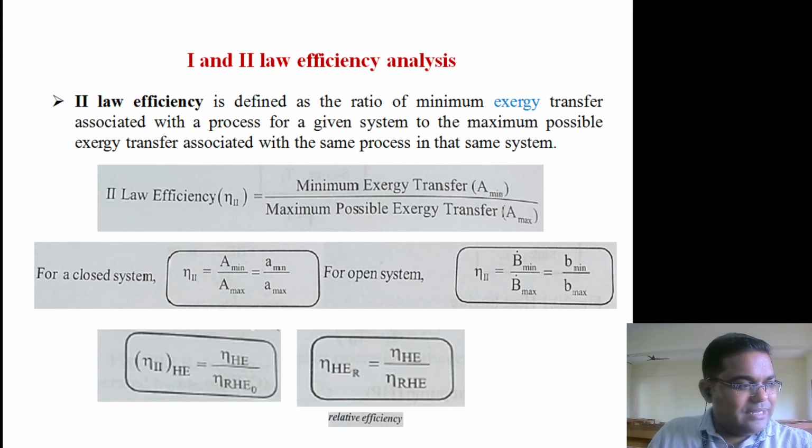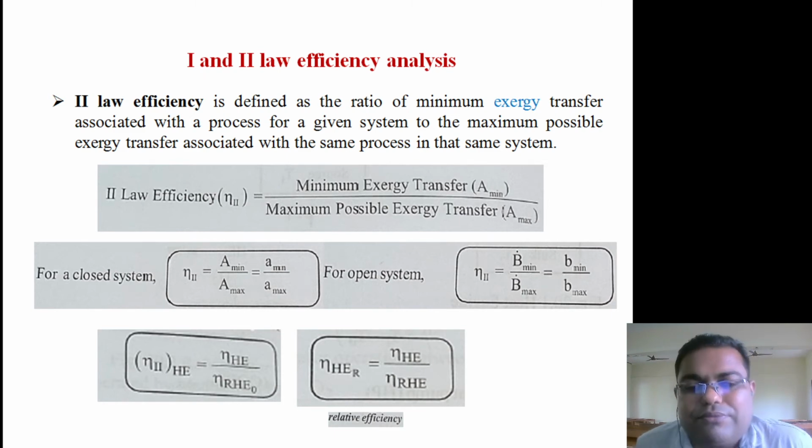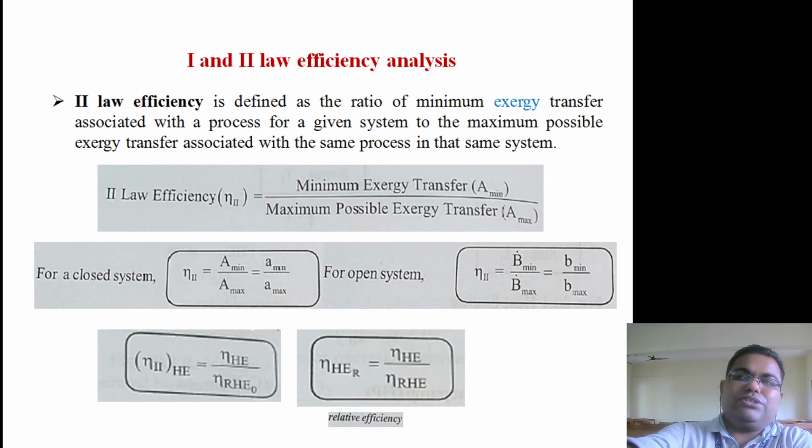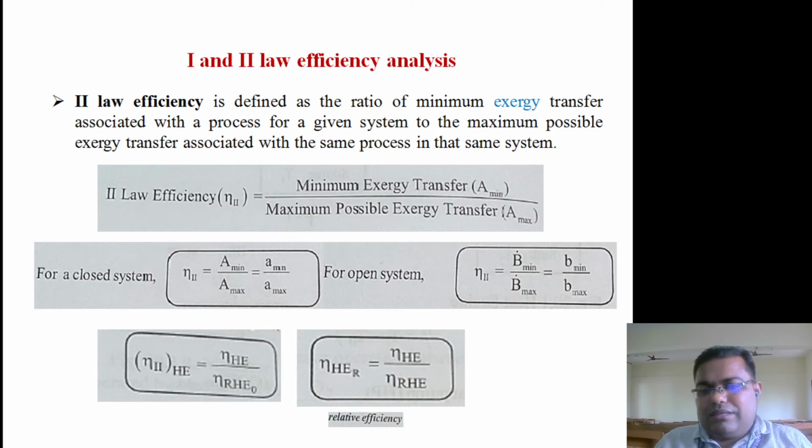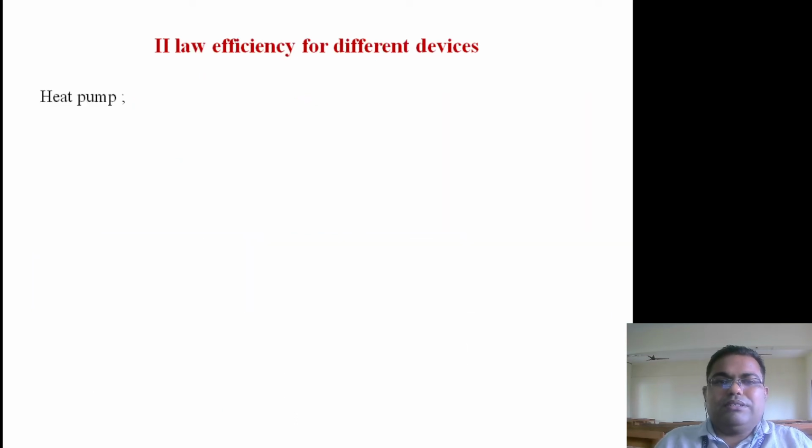Similarly, the next parameter is called relative efficiency. When you are defining the relative efficiency, it is the ratio of the efficiency of the actual heat engine divided by the efficiency of the reversible heat engine. This ratio is known as relative efficiency. But second law efficiency talks about the efficiency of the actual heat engine to the efficiency of the reversible heat engine operating between a given source temperature and the temperature of the surroundings. So the lowest temperature will be the surroundings, but in the case of relative efficiency, the lowest temperature will be the actual temperature of the sink.